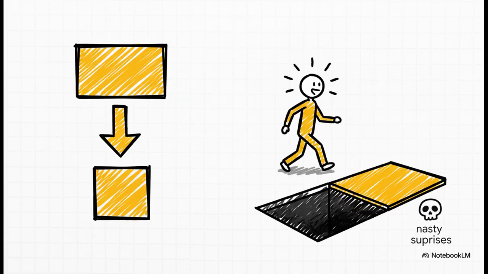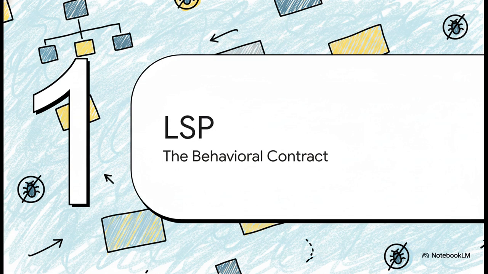You see, the problem is something I like to call deceptive inheritance. It's when our code's structure, the inheritance tree, looks totally correct on the surface. You know, a square inherits from a rectangle. Makes sense. But what it's really doing is hiding a behavioral trap. It's creating a relationship that promises one thing but delivers something completely different, and that leads to some really nasty surprises. So how do we avoid these traps?